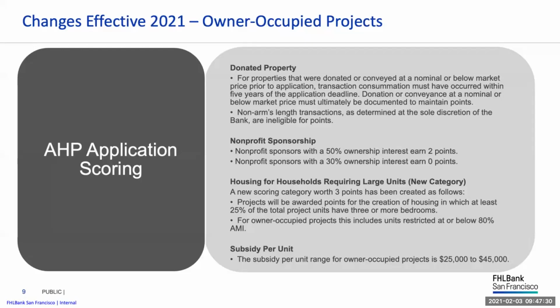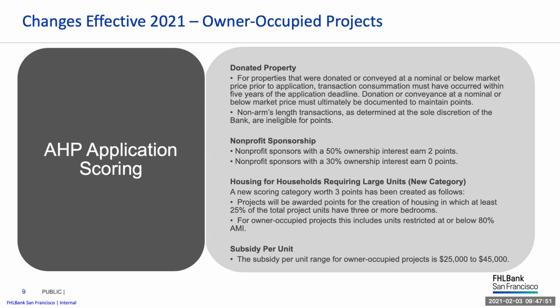Housing for households requiring large units. This is a new category that we've added worth 3 points. Projects will be awarded points for the creation of housing in which at least 25% of the total project units have 3 or more bedrooms. For owner-occupied projects, this is for units restricted to below 80% AMI.